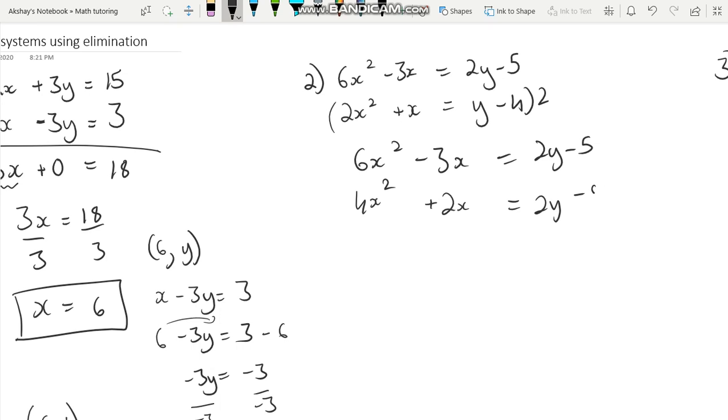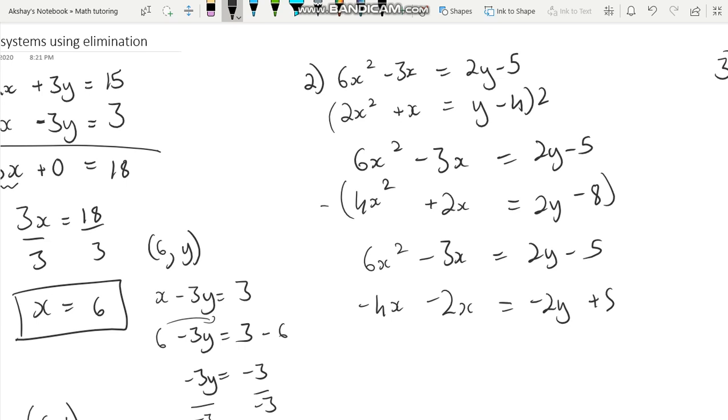Negative 4 times 2 gives me negative 8. Now, to eliminate my y variable, I can multiply my second equation by a negative. So I'll be left with 6x squared minus 3x is equal to 2y minus 5, negative 4x squared, negative 2x, negative 2y plus 8. The reason I did that was so I can have a negative 2y here.